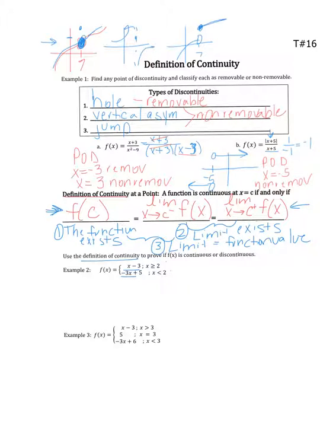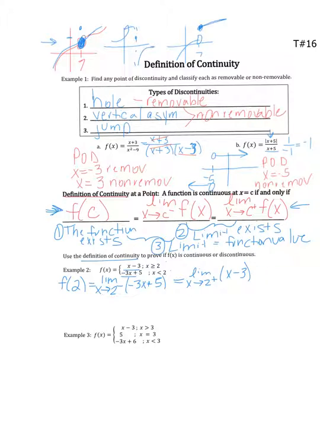What I'm going to prove is, is f of 2 going to be equal to the limit as x approaches 2 from the left? Now let me be specific here. Don't just put f of x. Which formula am I going to plug into for the limit from the left? Left means less than, so I'm going to put negative 3x plus 5. Is that equal to the limit as x approaches 2 from the right, and that would be x minus 3?